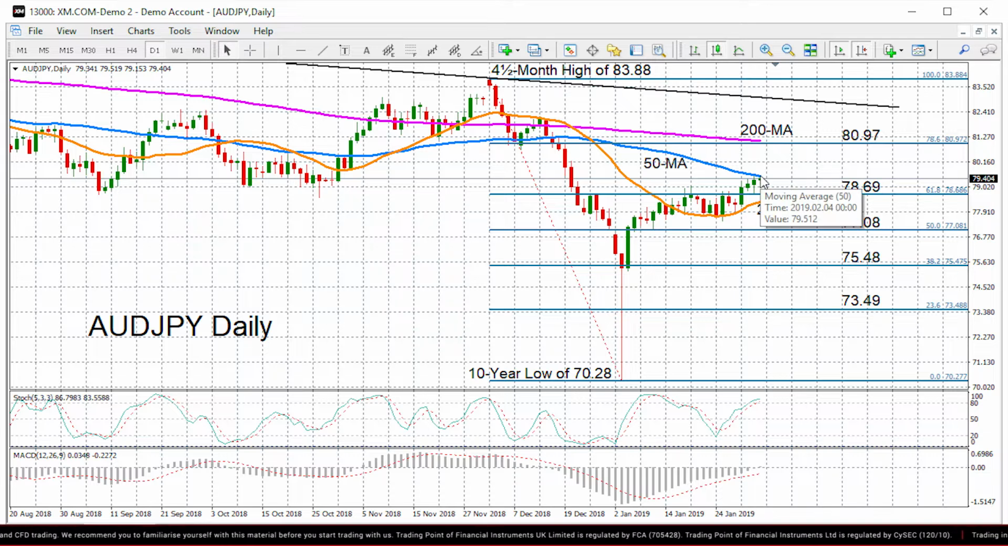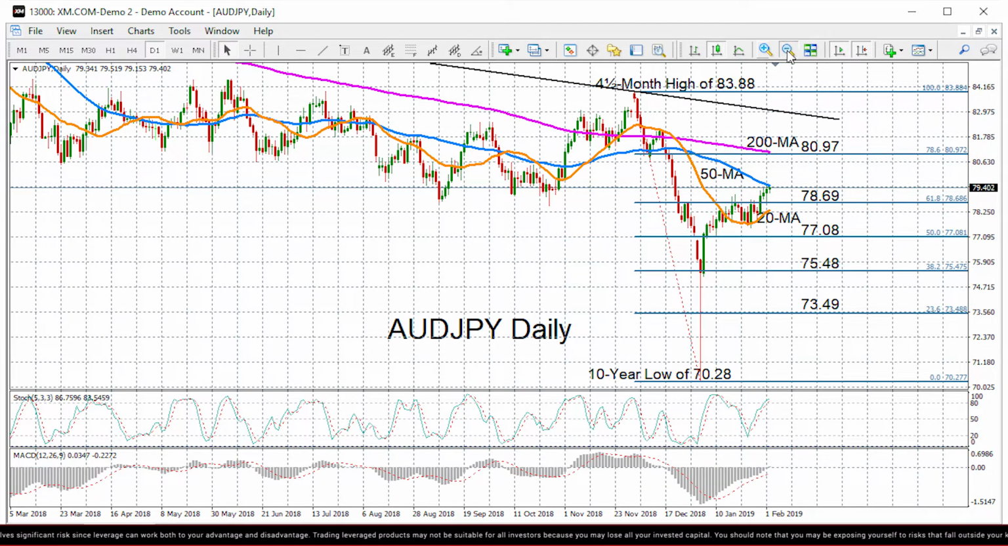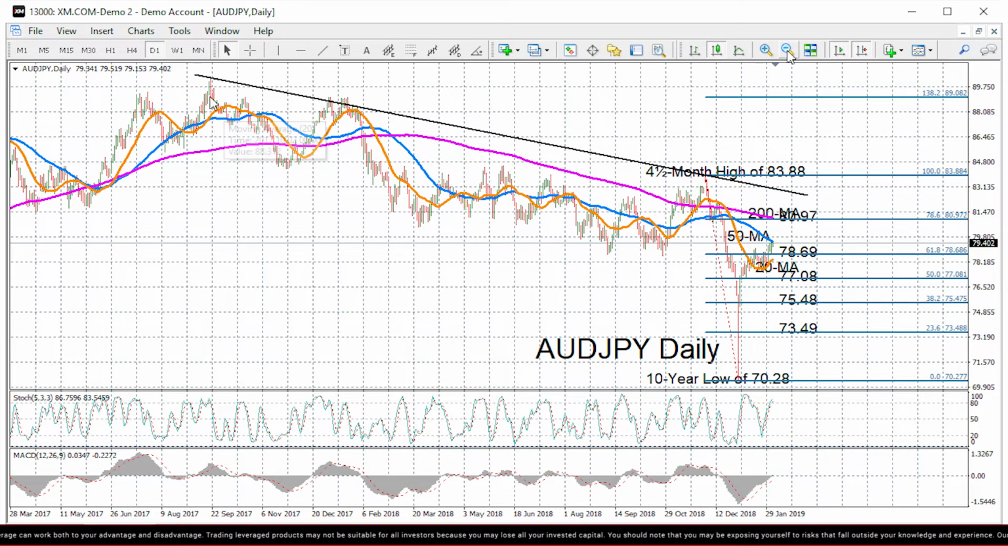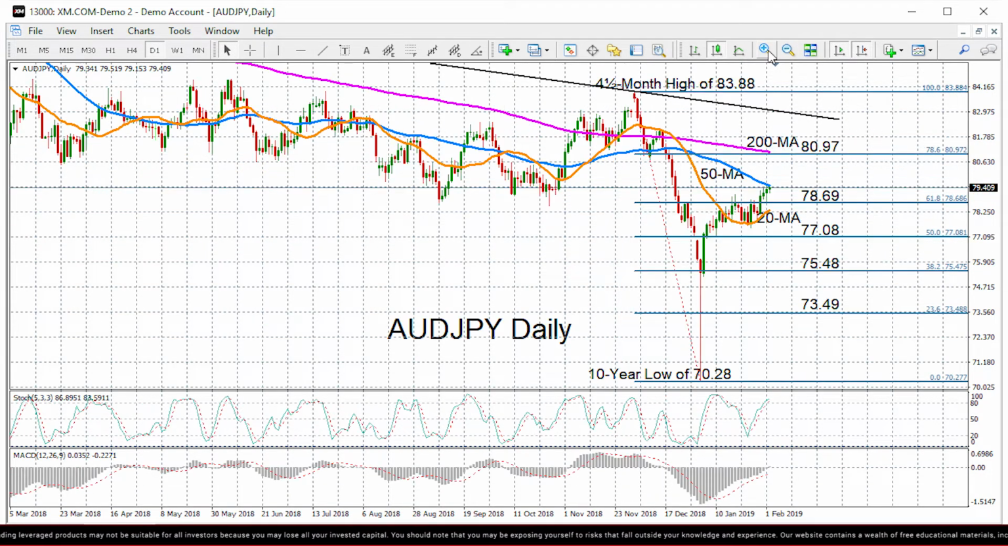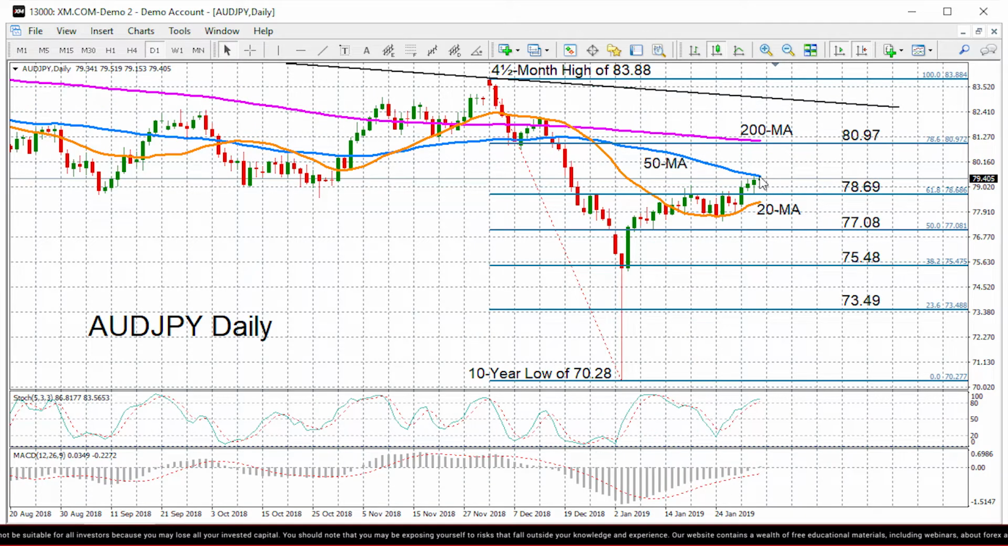So if the pair is able to break above the 50-day moving average, so that's currently around 79.50, it could then target the 81 handle. We've got the 200-day moving average in that region, as well as the 78.6% Fibonacci retracement of the down leg from 83.88 to 70.28, and that would also strengthen the upside momentum. And in the longer-term picture, though, we can see that downtrend that began in September 2017 is still intact.